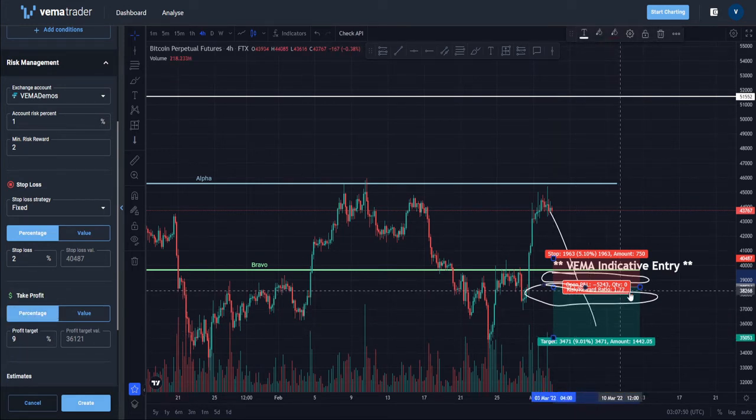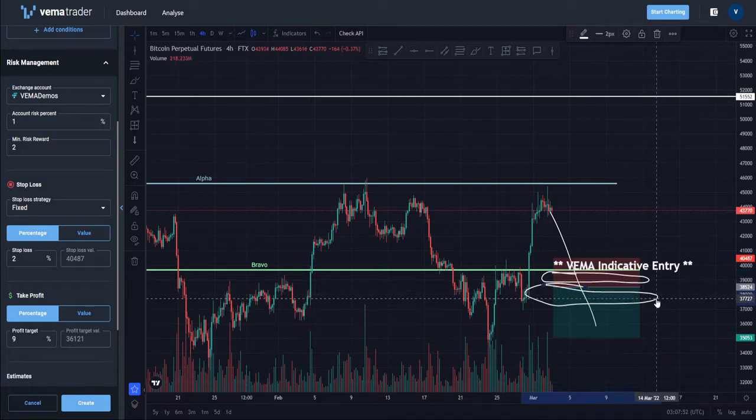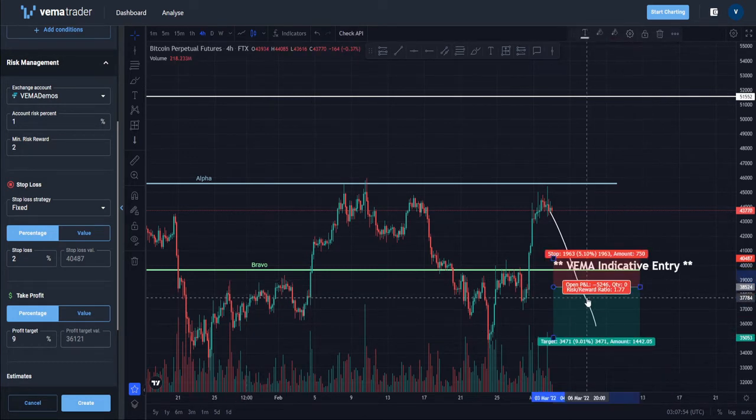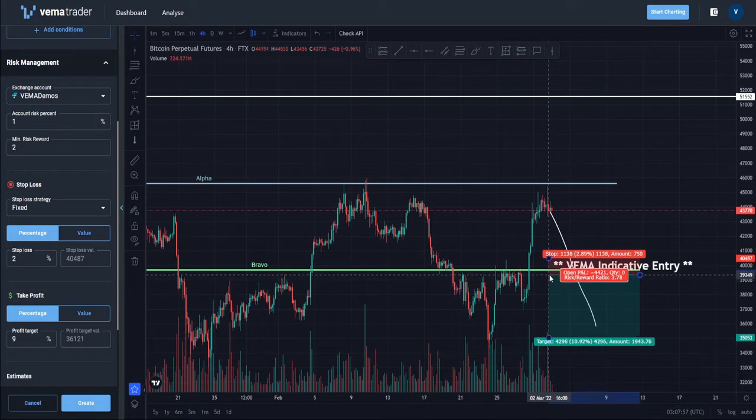But you can see my risk to reward is now 1.77. VEMA will not enter that trade. So that is how that setup will act. And that is designed to catch the breakdown of Bravo.